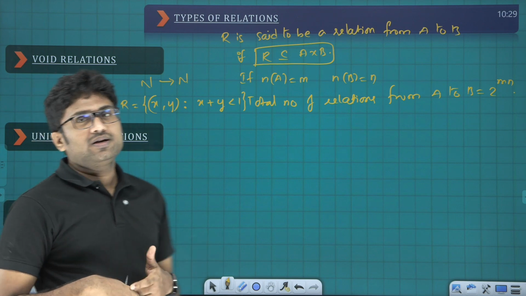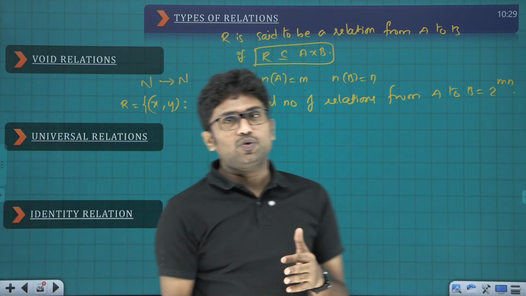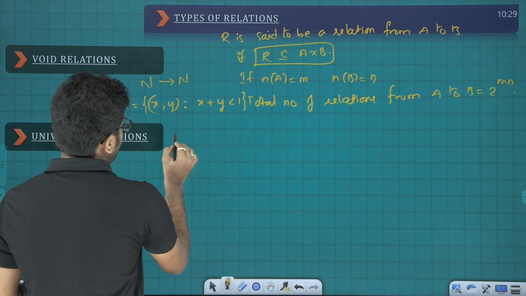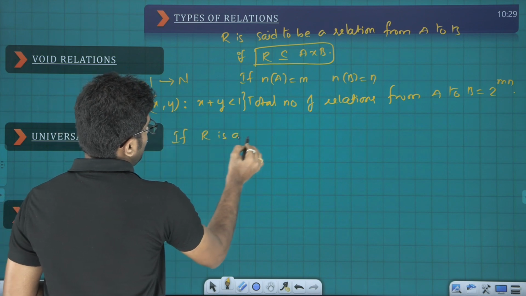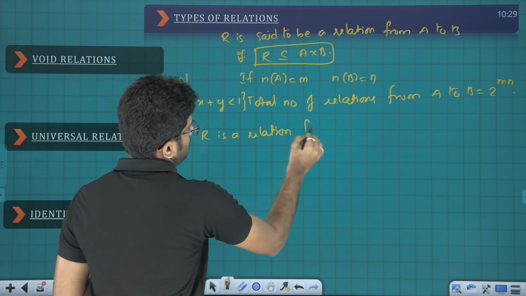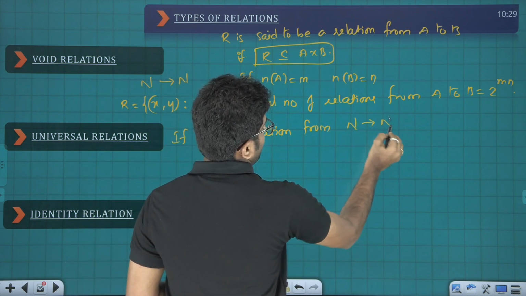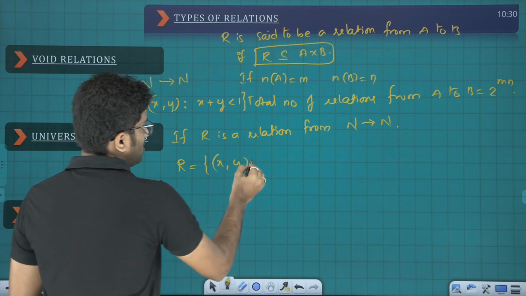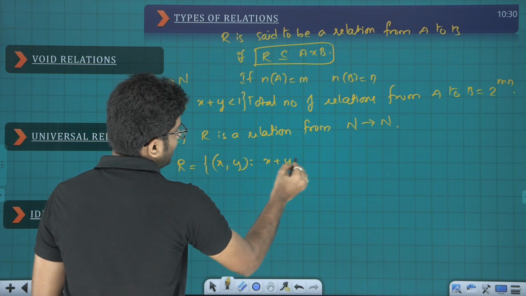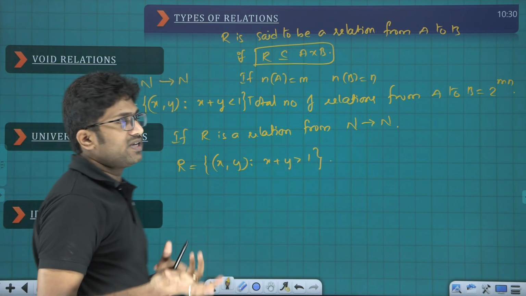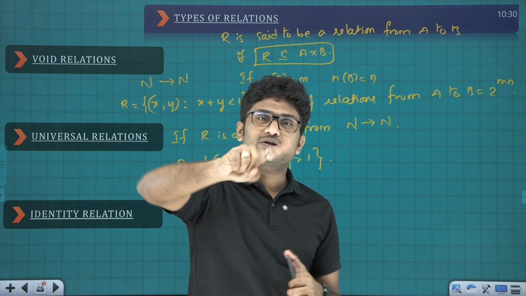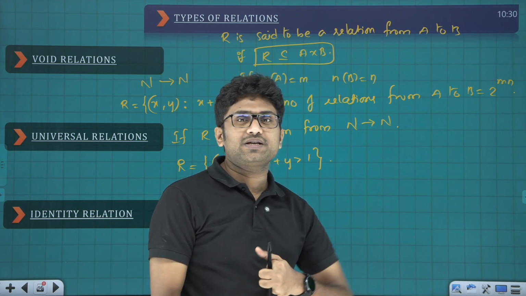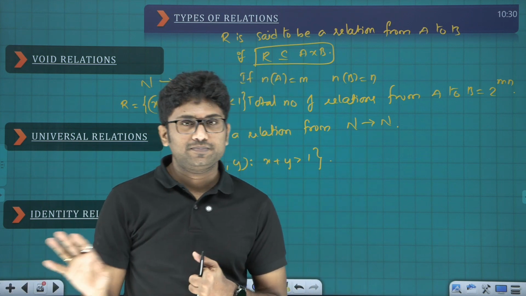Next, universal relation. If R is a relation from A to B, universal relation means A cross B only. So, if R is a relation from N to N, how do we write the universal relation? R is equal to the set of ordered pairs x comma y such that, same friends, x plus y is greater than 1. This is going to be true for all x belonging to capital N and y belonging to capital N. So we will be considering all the possible ordered pairs x comma y such that x comma y belongs to capital N.